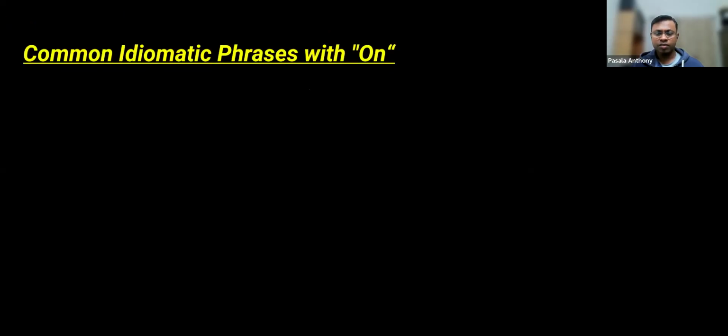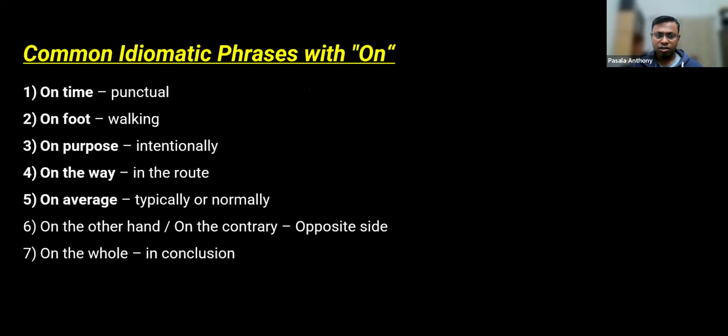Common idiomatic phrases. There are a few words I picked up. Maybe you can use these words sometimes. See, on time we use mostly. On time means punctual. On time, in time. On time means the 10:30 meeting is there, exactly 10:30 you are in the meeting. So you came on time. Before 10:30 you came, and it's called in time. Only a simple difference. On time means exactly on the time. On foot, walking. On purpose means intentionally doing.